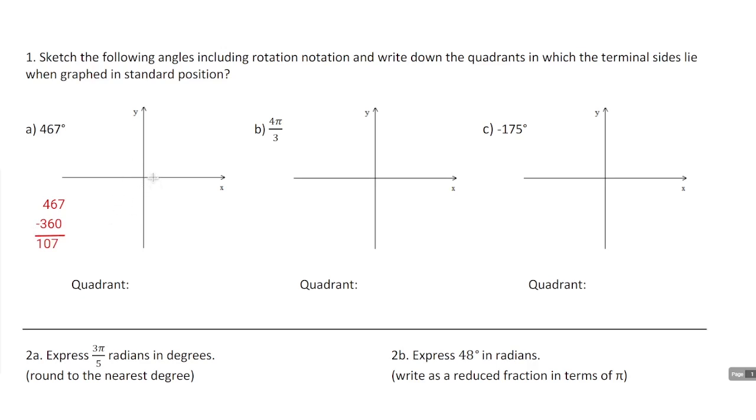But here's how I'm going to follow it. So I'm going to start with my rotation notation. It's going to go around 90 degrees, 180 degrees, 270, 360. I'm going to go 90 more, but I need to go to 107, so that's going to be a little bit past that. So that's going to be somewhere in this general vicinity. So there's my terminal side. Here's my initial side. You can see the rotation notation goes all the way around once and then a little bit more. So that's going to be our sketch, and this is going to be in quadrant 2.